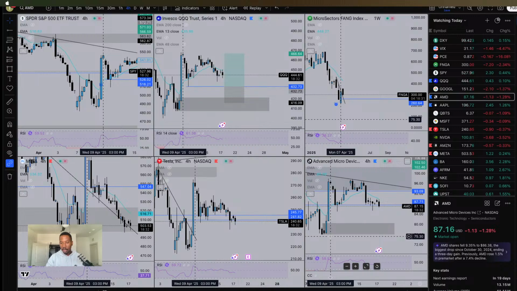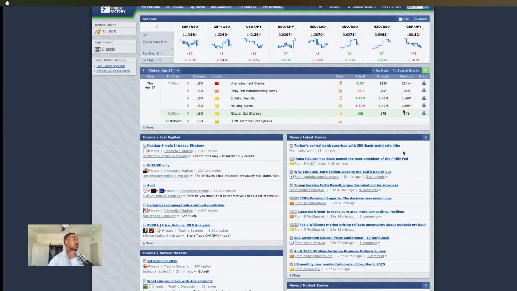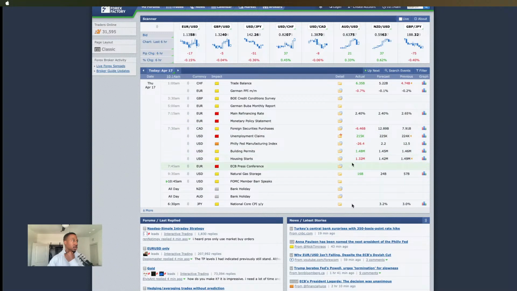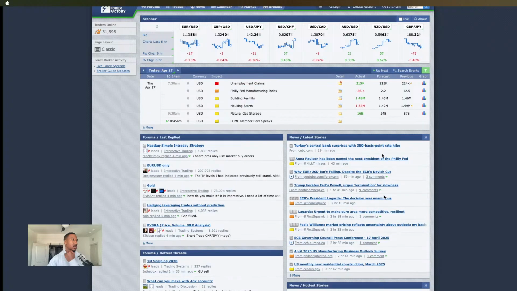Demand on that level. How do you get only U.S. news on Forex? So Forex Factory. If you come to Forex Factory, there is this little funnel-looking thing next to search events. Notice if I check all these other ones, they will all be there, and naturally they are on. But if you just click filter and uncheck everything except for USD, then yeah, it'll be simplified.